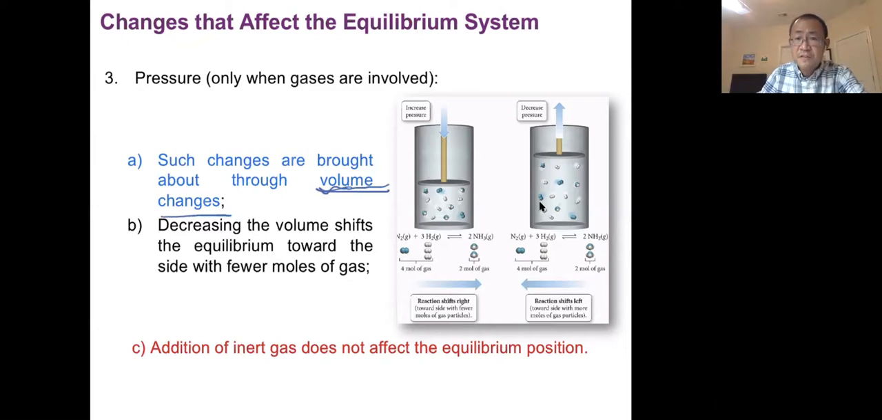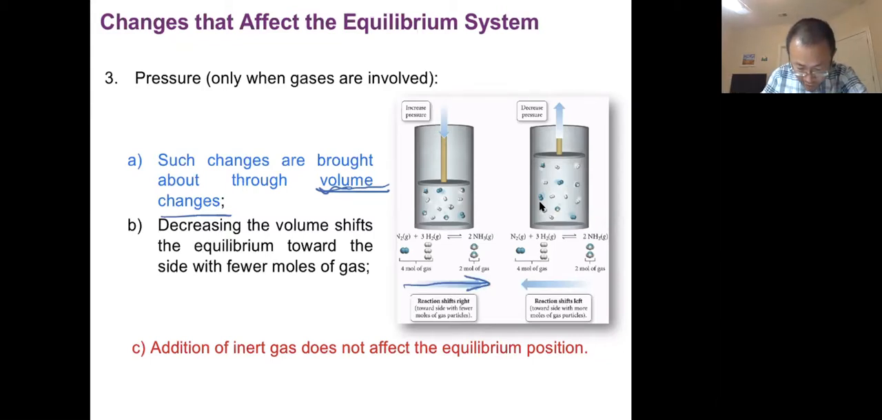Meaning, if you increase pressure, by Boyle's law, volume will decrease. When volume decreases, the equilibrium will shift to the direction with fewer moles of gas. When you decrease volume, the equilibrium will shift to the direction with fewer moles of gas.